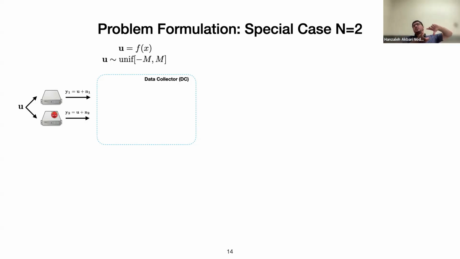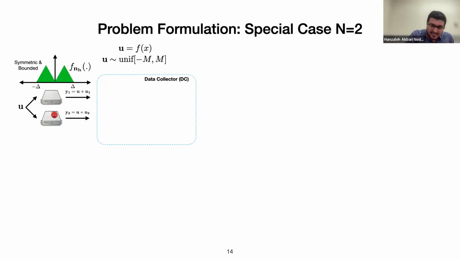Each of these nodes has access to a noisy version of u, in the case of Oracle, or the computation that they're supposed to do is not exact. Even for the case that both of them are honest, they will report something for u, which is a noisy version of u. So y1, the output of server 1, is u plus n1. And for the second server, we have y2 equals u plus n2. And here, let's assume that server 1 is honest, and the second server is adversary.